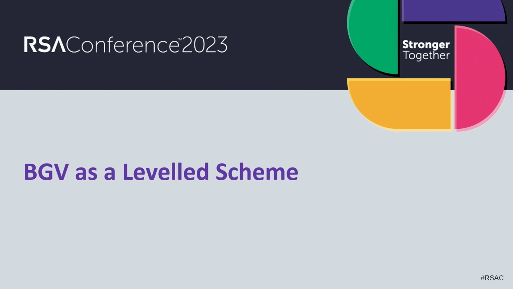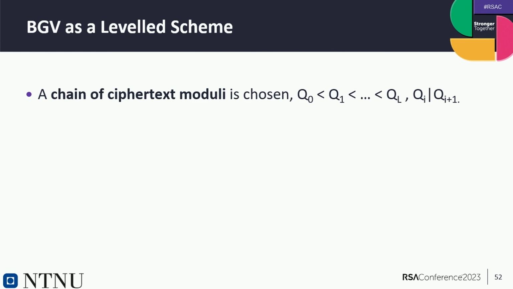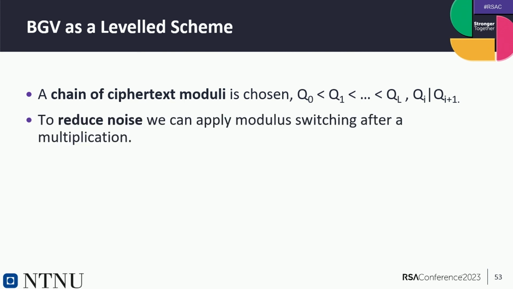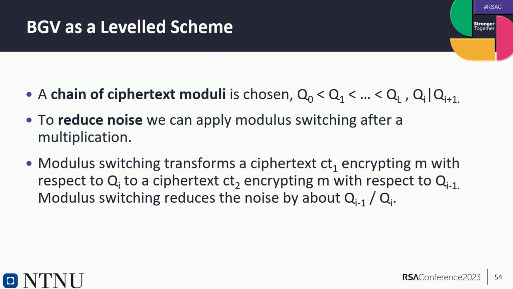One such technique or class of schemes are leveled schemes. Since this is quite important for the talk, I would quickly like to say what it means for BGV to be a leveled scheme. Essentially, we are choosing a chain of ciphertext moduli instead of just a single one. This allows us to reduce noise by applying something called modulus switching. Modulus switching transforms a ciphertext CT1 that encrypts a message with respect to one ciphertext modulus into another ciphertext that encrypts the same message, but with respect to another ciphertext modulus.